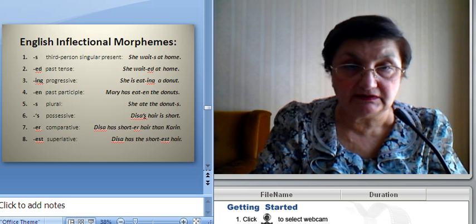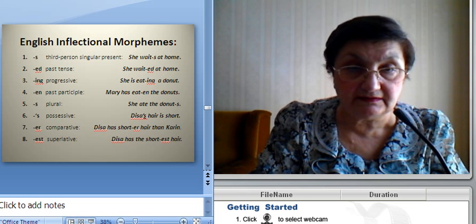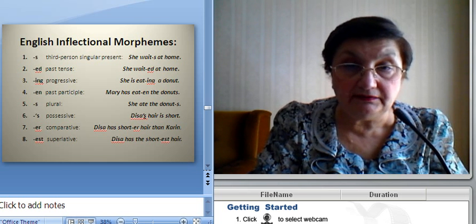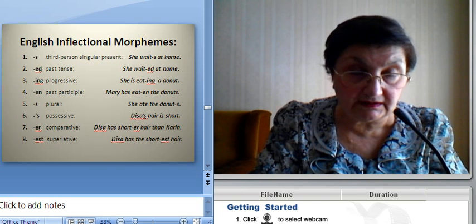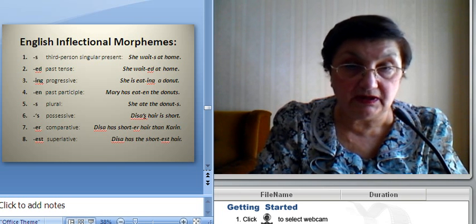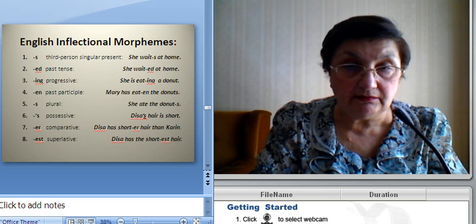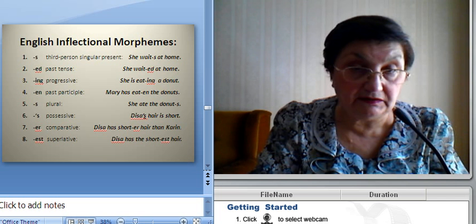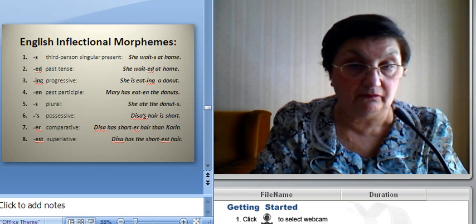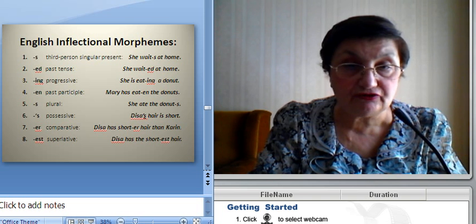Dices here is short. The seventh is er, forming the comparative degree of adjectives. Dicer has shorter hair than Carrie. And the last is est, forming the superlative degree of adjectives. For instance, Dicer has the shortest hair.